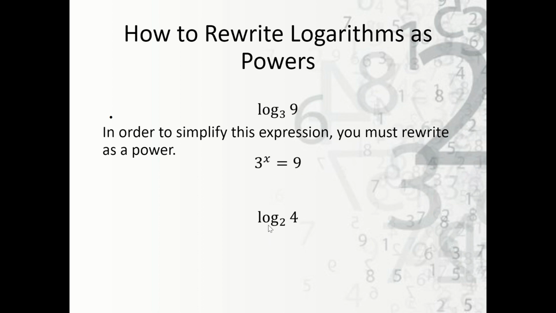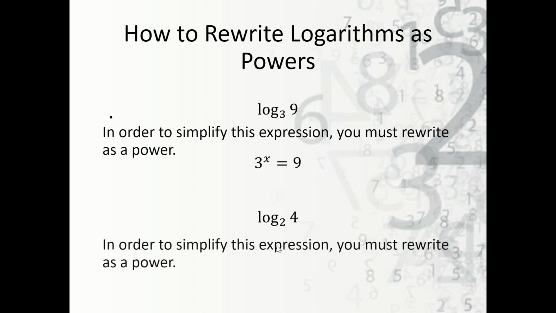Now we have log base 2 of 4. So we need to rewrite that as a power. Really this is saying 2 to some power is equal to 4. So we rewrite that as 2 to the x power is equal to 4. Well, we know that 2 times itself twice equals 4, right? Because 2 times 2 is 4. So x in this case would be 2.